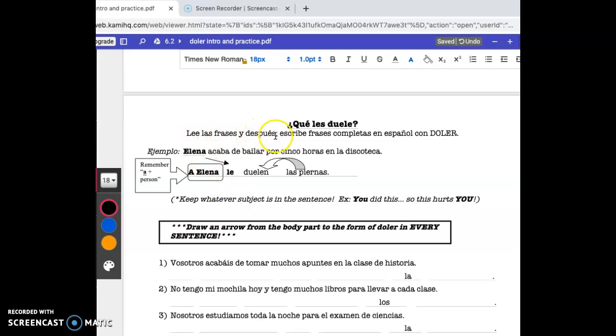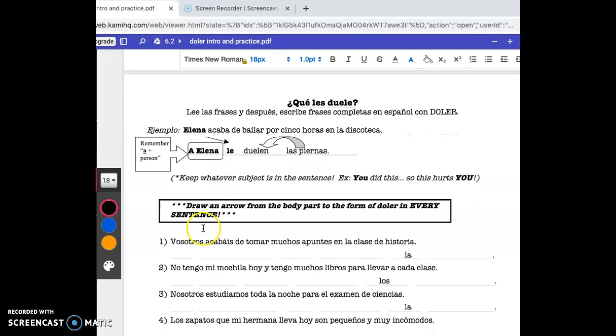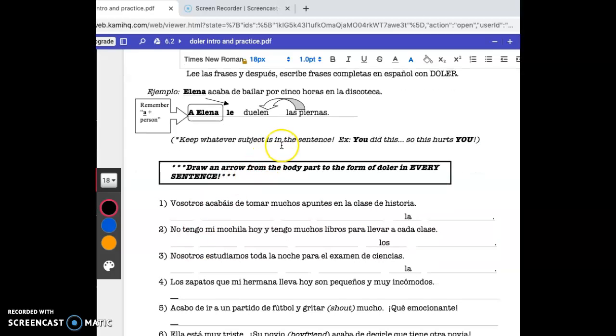Read each sentence and afterwards write a complete sentence with doler. Elena just danced for 5 hours. So to Elena, her legs are hurting. We would say in English, Elena's legs hurt. So you can see I've left pieces to fill in the missing pieces. And it says keep whatever subject is in the sentence. So if you did this, then it hurts you. If I did this, then it hurts me.